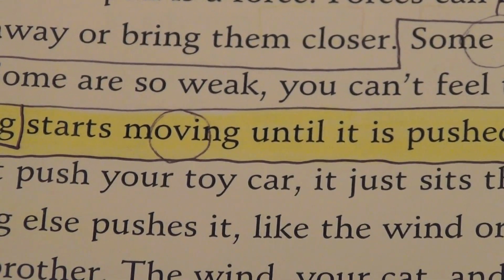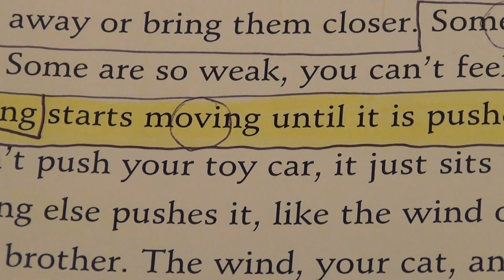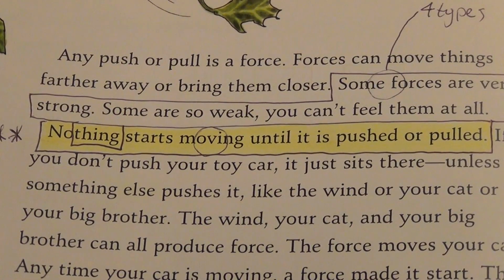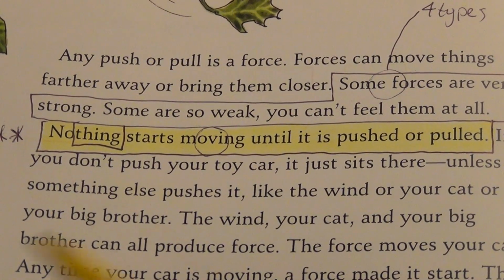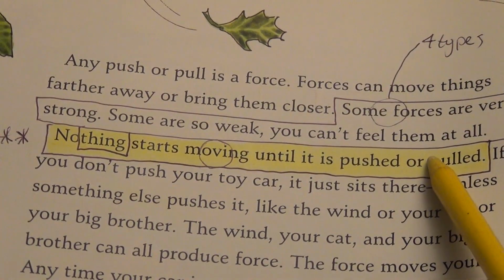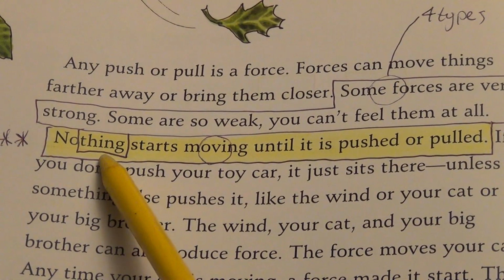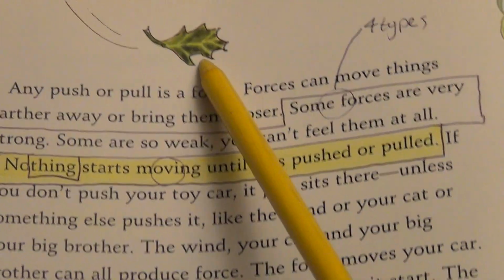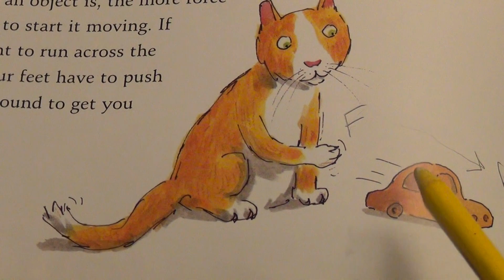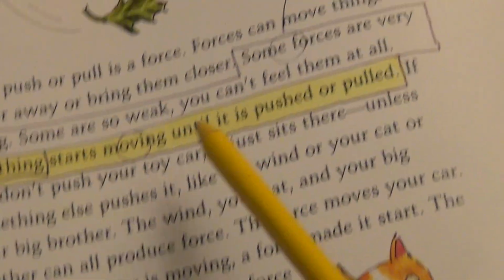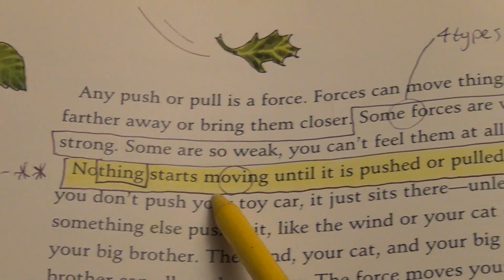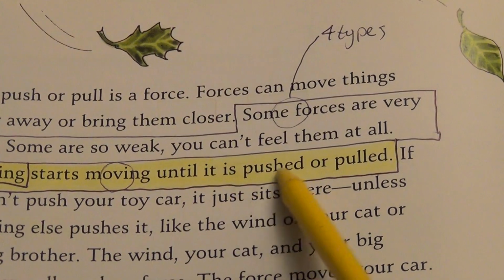Next we have to learn that no thing starts moving until it is pushed or pulled. The things in question here could be the leaf, could be the cat, it could be the car. So all 3 of these things don't start moving until they are pushed or pulled.